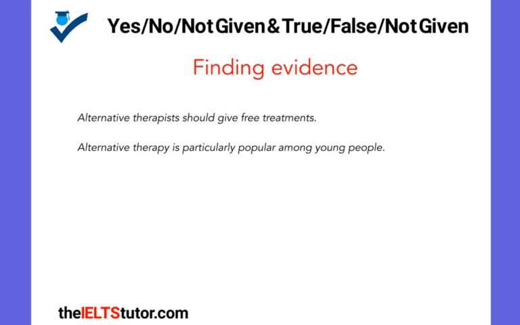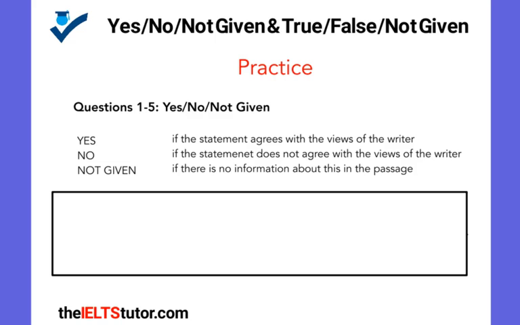Okay. I hope so far that's been a helpful start for you if you're not sure how to go about finding evidence for what you're supposed to answer. We're going to start off with an example IELTS practice task. Okay, starting with questions 1 to 5, which is a yes, no, or not given type of question or task.